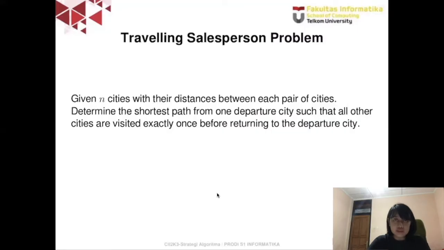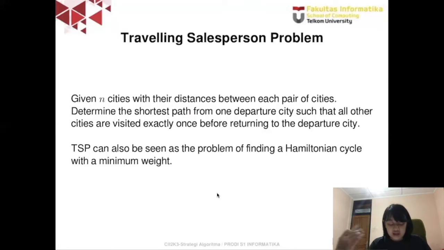So you should already be familiar with the traveling salesperson problem. It is a problem where we have n cities or n nodes with their distances between each pair of nodes. And we need to determine the shortest path from one departure city such that all other cities are visited exactly once before returning to the departure city. So basically, we want to find a Hamiltonian cycle with minimum weight.